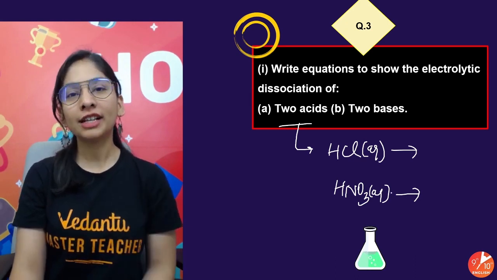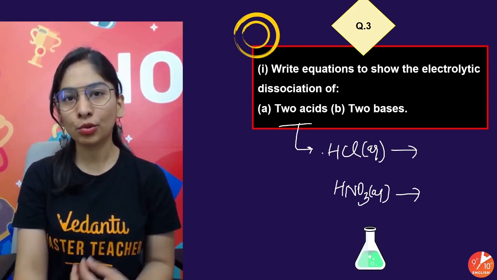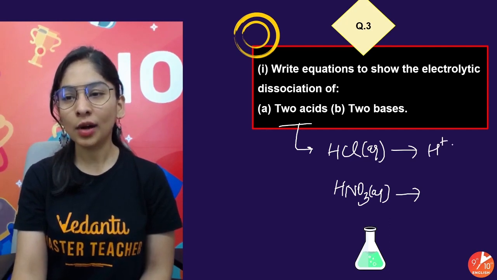What exactly is electrolytic dissociation? When electricity is passed through the electrolytes, they dissociate into ions.